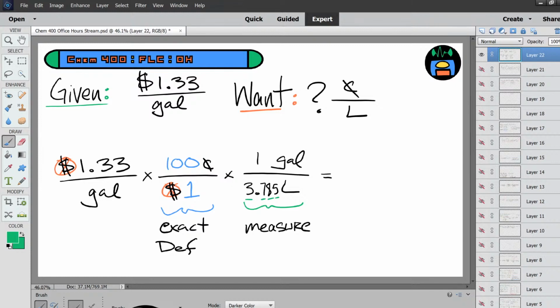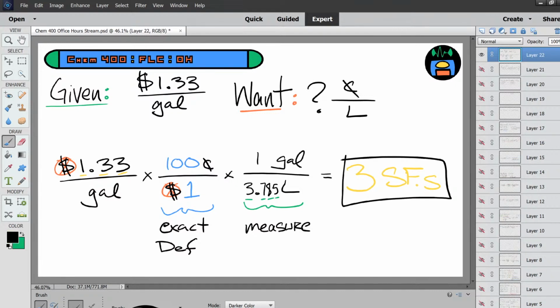And then when you look at your initial quantity, you had $1.33 per gallon. That has 3 sig figs. So whatever your answer comes out to be, it should only have 3 sig figs, because our starting value has 3.